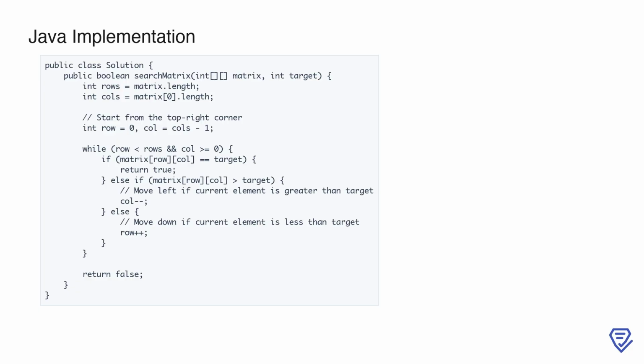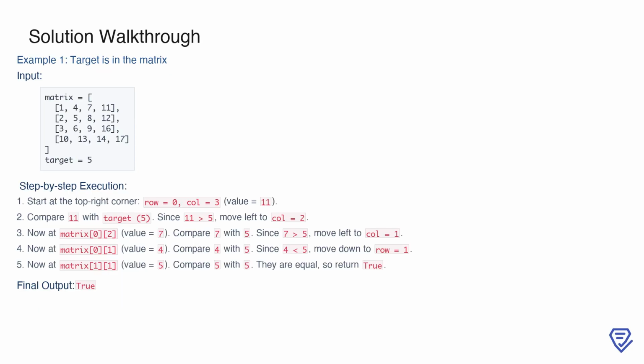This is the Java implementation of LeetCode problem number 240, Search a 2D Matrix II. The logic mirrors the Python solution, starting the search at the top right corner of the matrix and moving either left or down based on comparisons with the target. Key differences include Java's type declarations for variables and the use of the int[][] data structure for the matrix. Here, we are tasked with finding the target value, 5, in the given matrix. The search begins at the top right corner, which is the value 11 at position row 0, column 3.